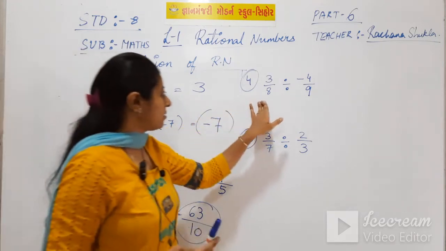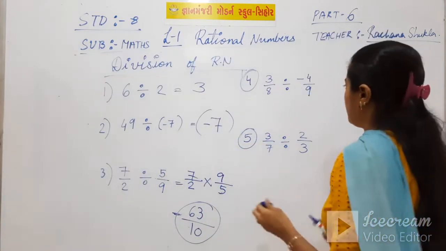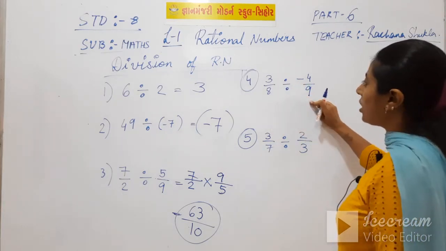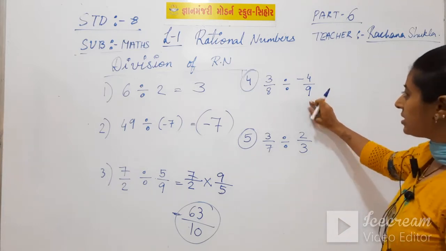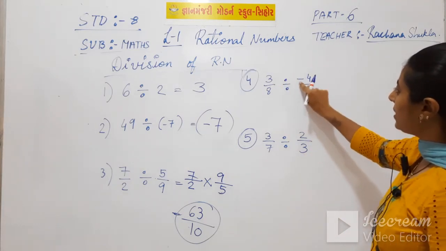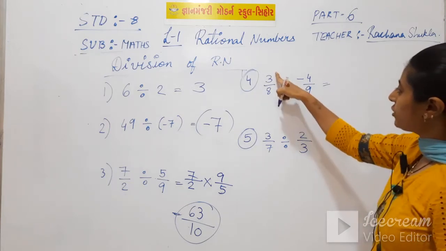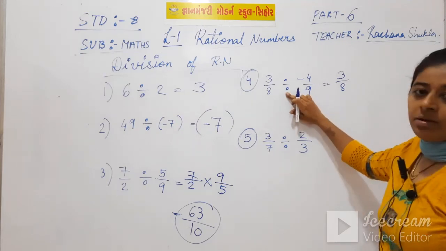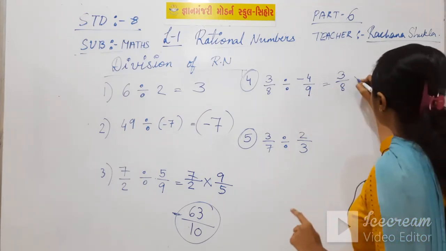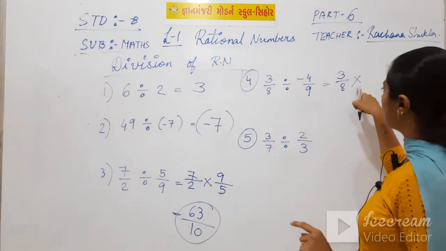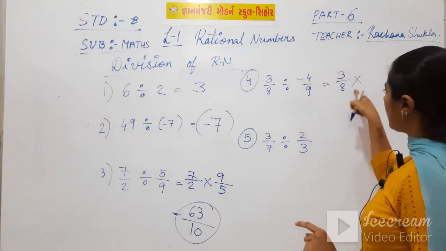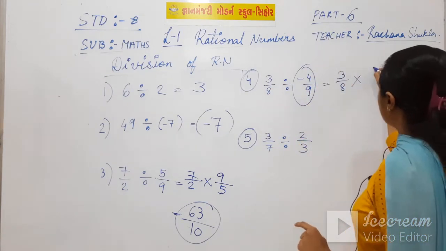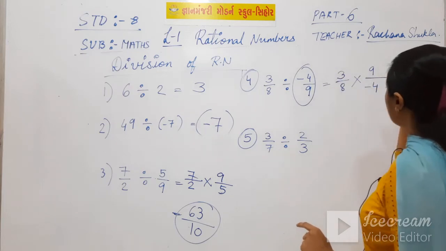Okay, coming to the fourth sum. 3 upon 8 divided by minus 4 upon 9. First of all, 3 upon 8 will remain 3 upon 8. Divide will become multiply. Put a multiplication sign here, and if you change this sign, this number will become its reciprocal, that is 9 upon minus 4.